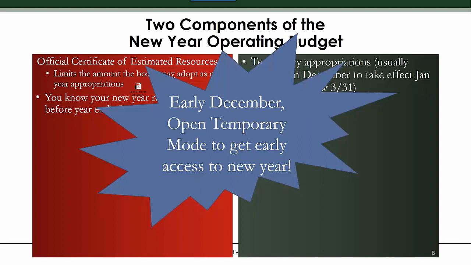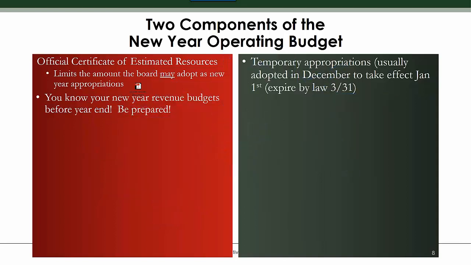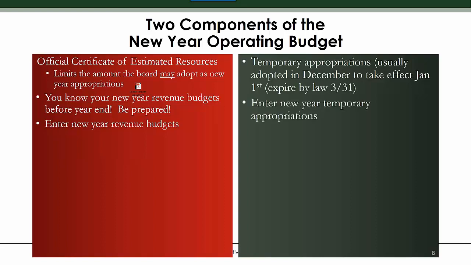Well, that means your new year can have the revenue budgets entered because you already know what is certified on your official certificate. And if your board adopted temporary appropriations, you put those temporary appropriations in the new year and you're ready to hit the ground running. So that's the beginning point of the new year operating budget. It usually starts with new year.